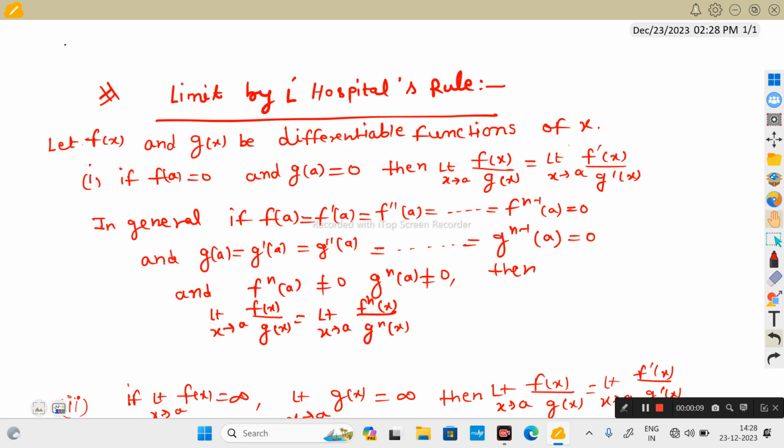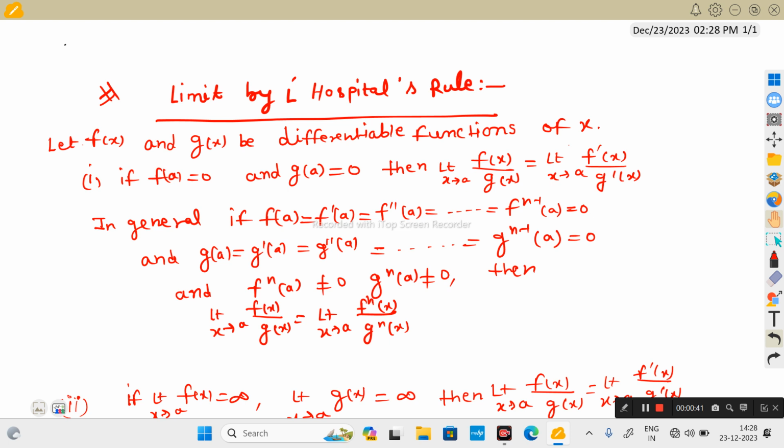We are going to discuss the limit by L'Hopital's rule. We are given two functions f(x) and g(x), which are differentiable functions of x. In the first case, if f(a) equals 0 and g(a) equals 0, then the limit as x tends to a of f(x) upon g(x) equals the limit as x tends to a of f dash x upon g dash x. What is f dash x? f dash x is the first derivative of f, and g dash x is the first derivative of g.